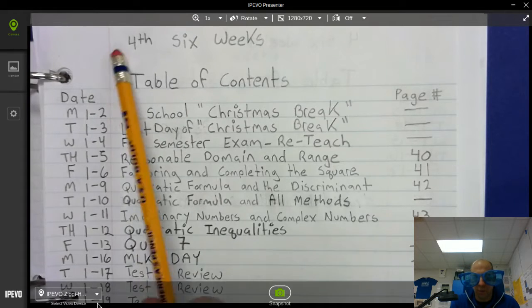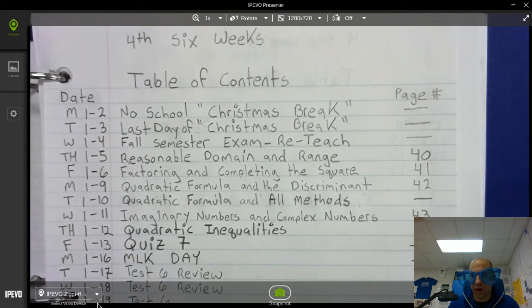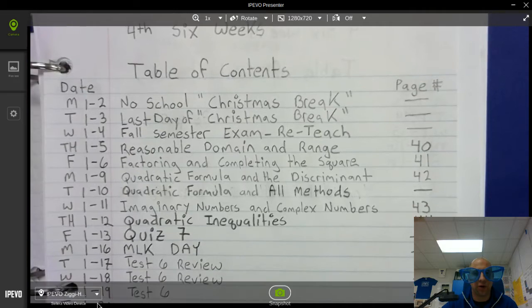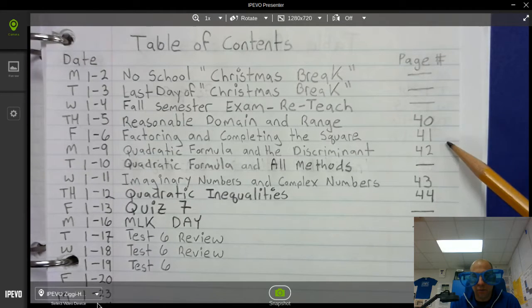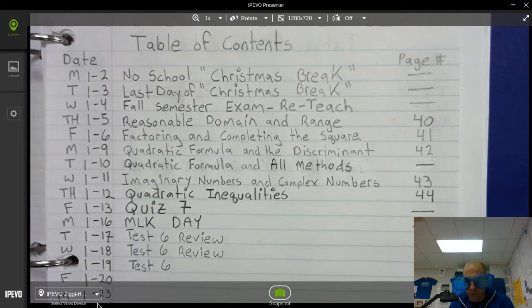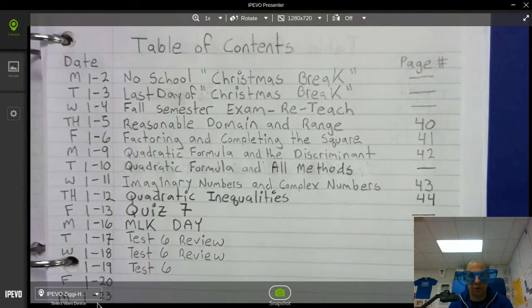Okay, so this is for the fourth six weeks table of contents. All right, so let's look at what should be in your journal for test six. If you look here, the first couple days were no school, last day of Christmas break, fall semester. So really your notes are going to be on pages 40, 41, 42, 43, and 44. So let's count how many pages those are, and let's see what pages those are.